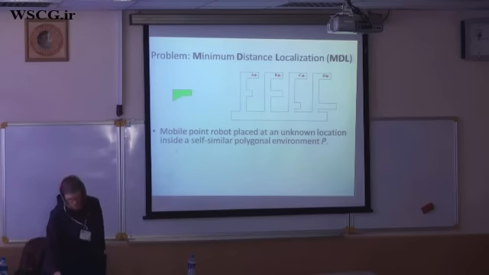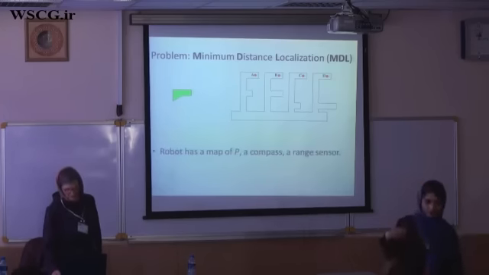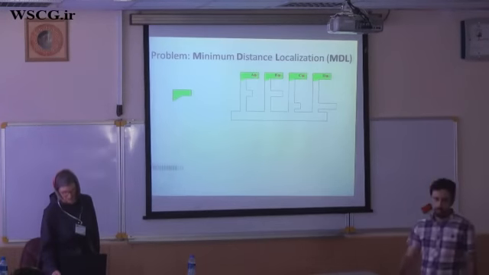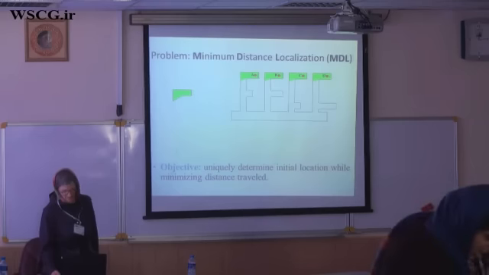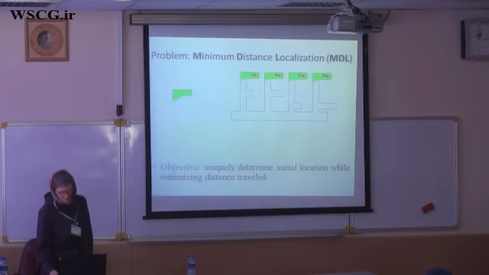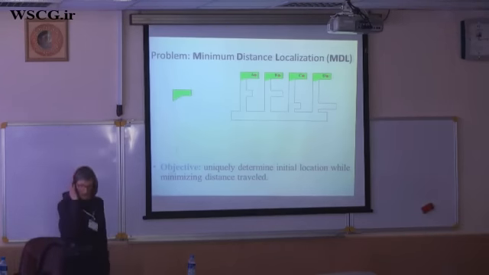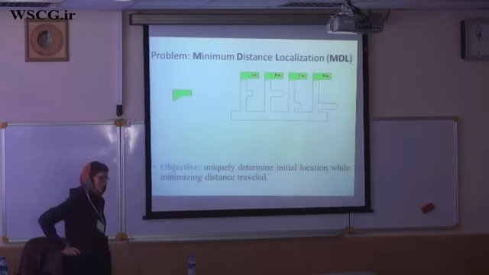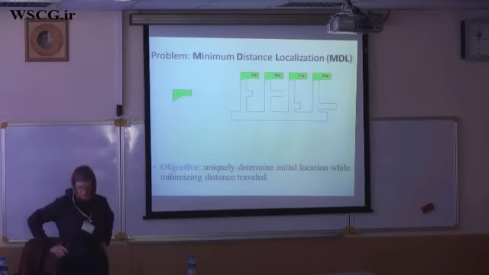So we have our mobile robot that's placed in an unknown location in a self-similar environment, and it's got a map, a compass, and a range sensor. And we have those initial hypotheses. Our objective is to uniquely determine what the correct actual initial location is and minimize the distance traveled. That's the problem.